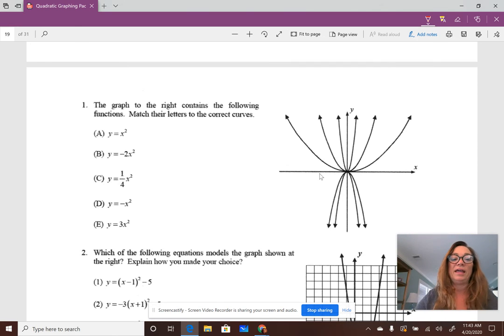Okay. All right. So the graph to the right contains the following functions. Match their letters to their correct curves. Okay. So anything upside down would be B or D. B has to be narrower because 2 is greater than 1.